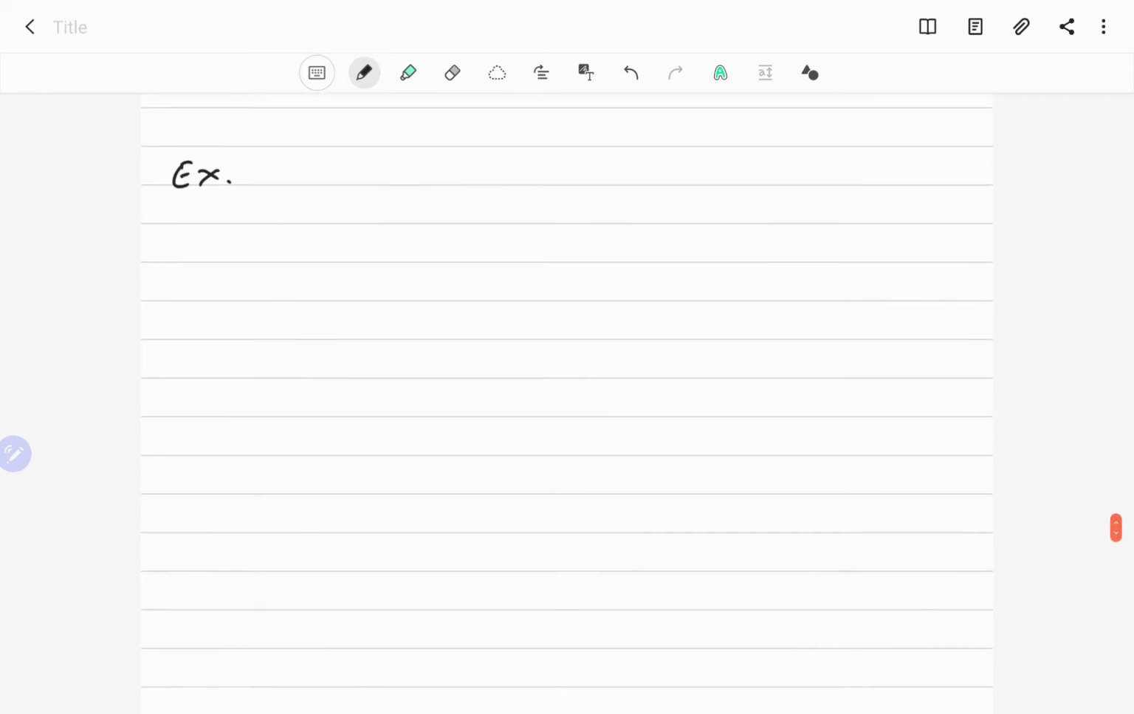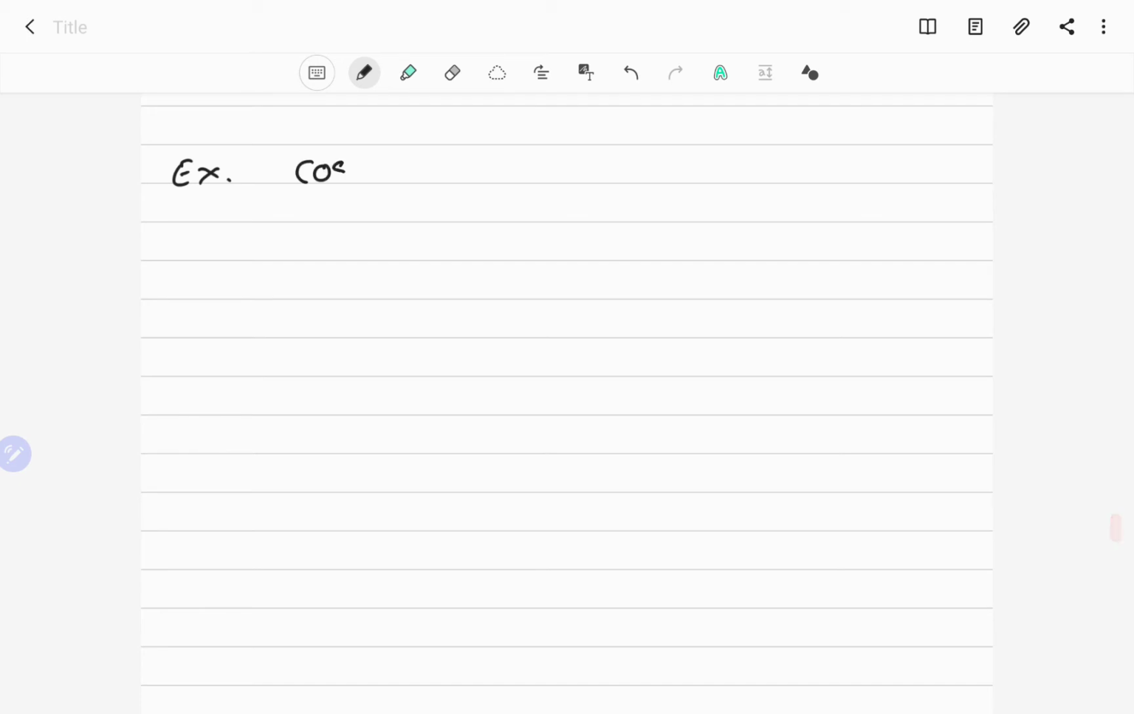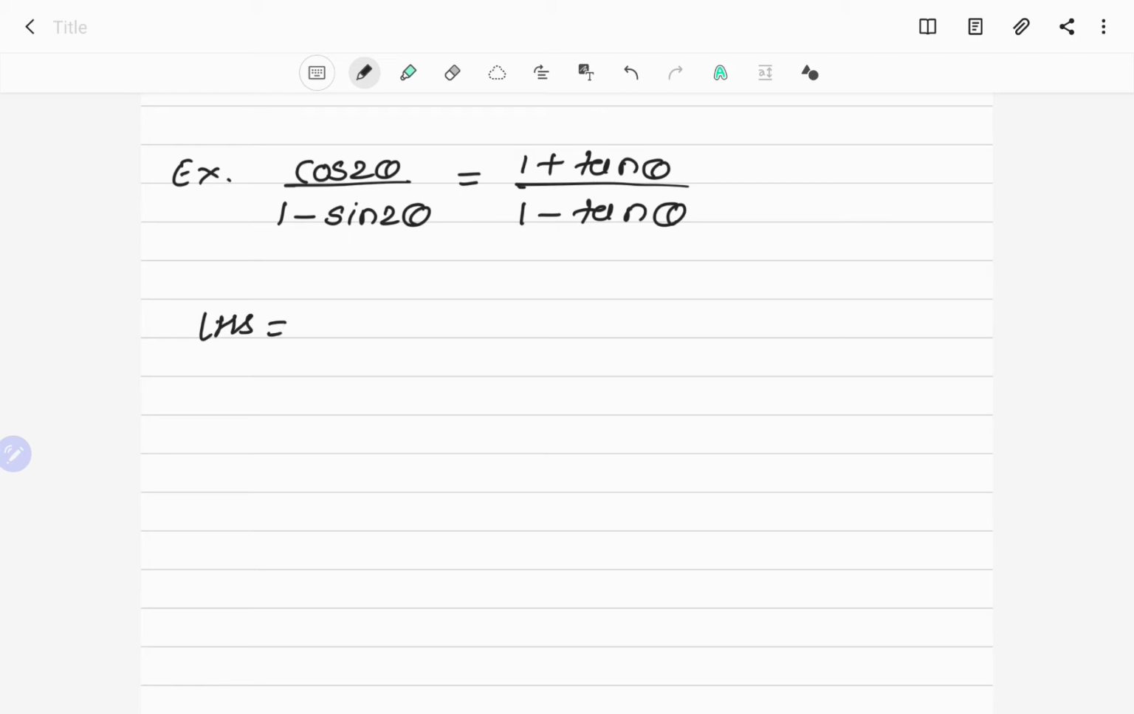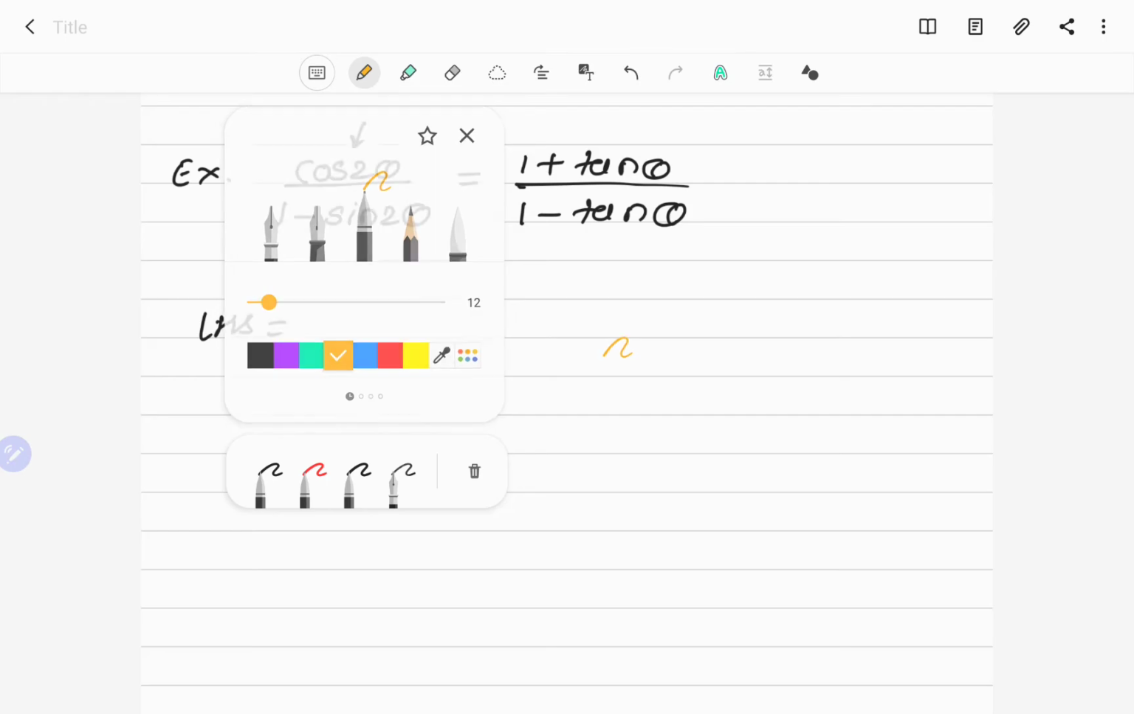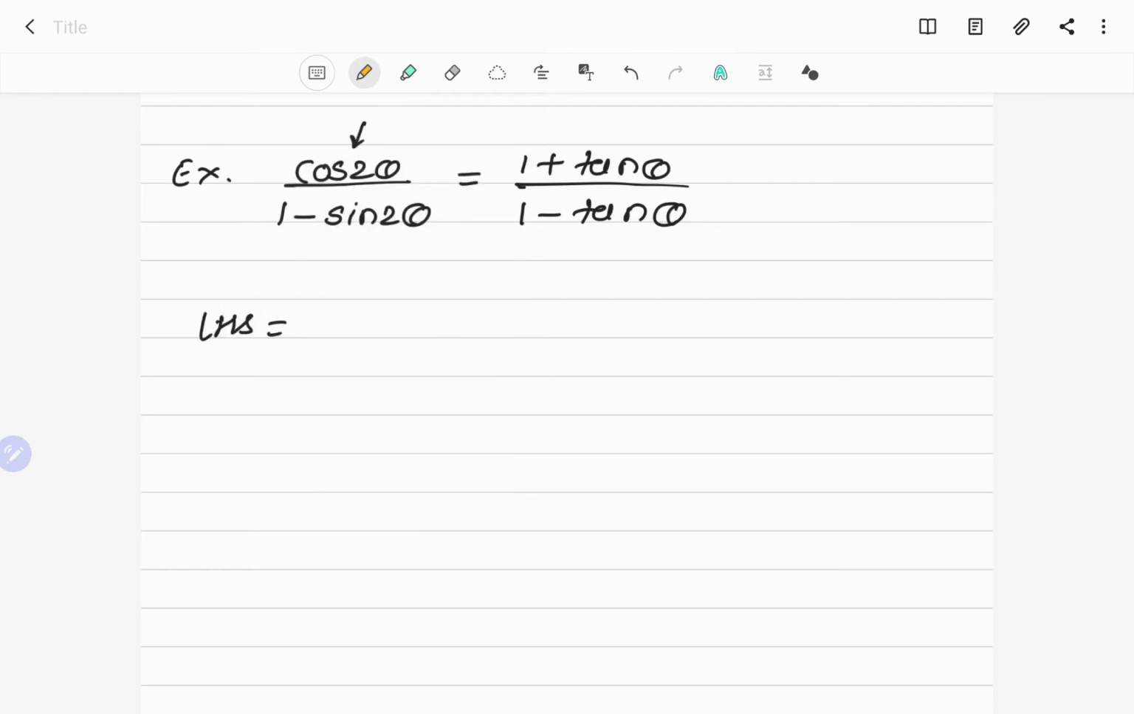Okay, the next formula which is important for the simplification is, we have to prove that cos 2 theta divided by 1 minus sine 2 theta is 1 plus tan theta divided by 1 minus tan theta. This is the thing that you have to prove. So here, let's start with the left hand side. And if you observe this numerator, which is a double angle formula for cos, which is cos 2 theta. Let's apply a formula for cos 2 theta. There are actually 4 formulas for the cos 2 theta, out of which I am using the first one, that is cos square theta minus sine square theta.